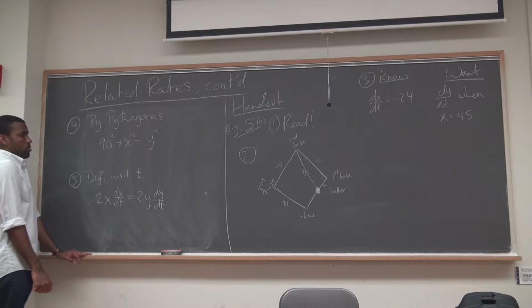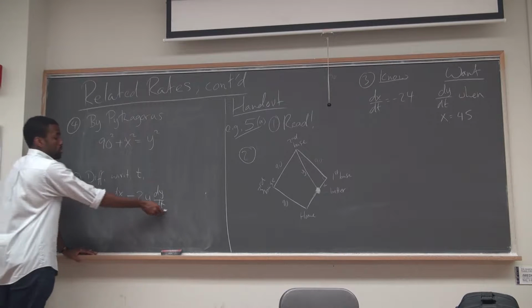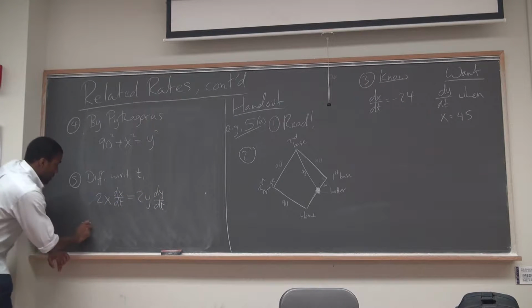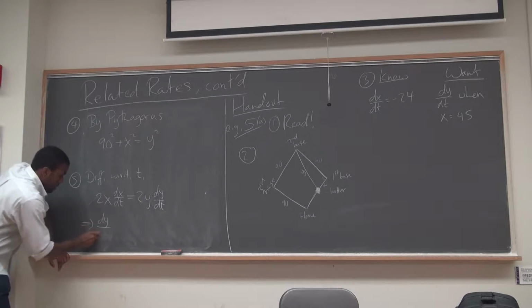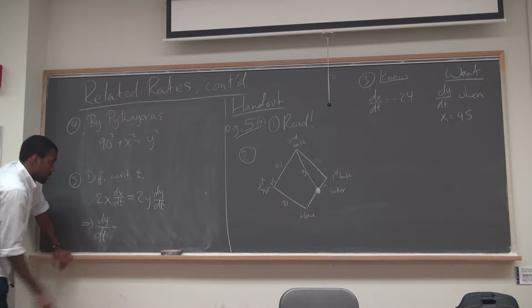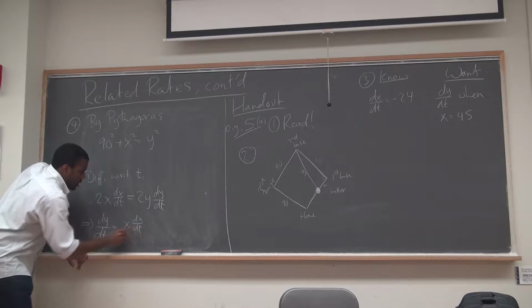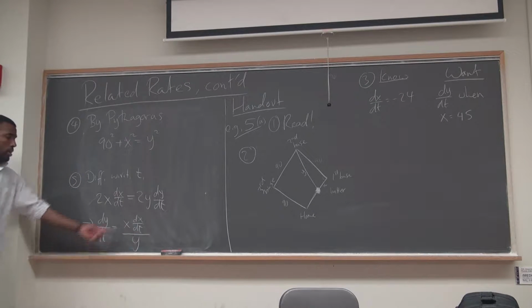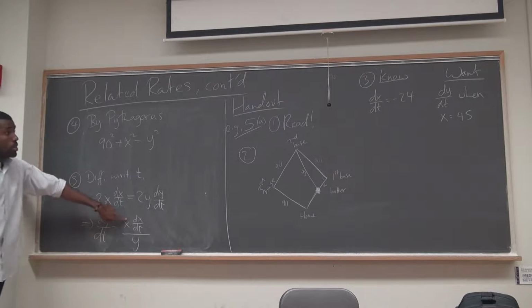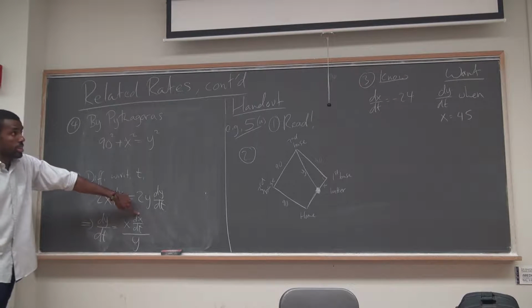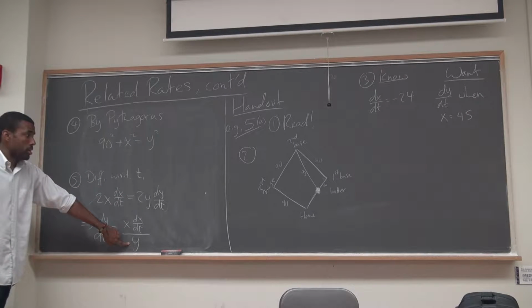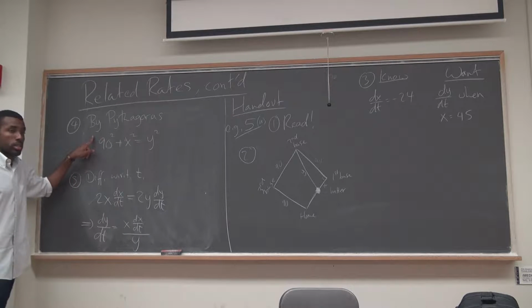And so now, what do we want? I want to know dy/dt. In this case, it's not hard to just solve for it. This is (x dx/dt) over y. So now I want to plug guys into here. Now I know what x is. x is 45. dx/dt I know is minus 24. What is y? We don't know what that is, so we always go back to the equation that we set up in step 4 to figure that guy out.